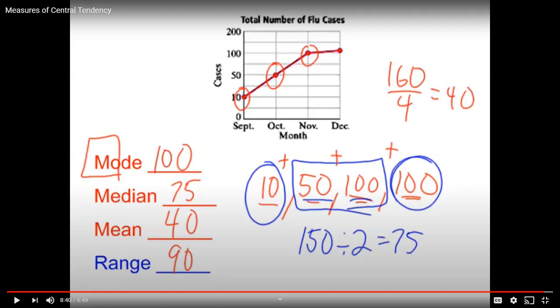Okay, let's look at the range. The range is where you take the smallest number and you subtract it from the highest number. So we have a 10 here. We're going to subtract 10 from 100, which is going to give us 90. So your range is 90. Does everyone understand that? So we know how to find our mode, our median, our mean, and our range.